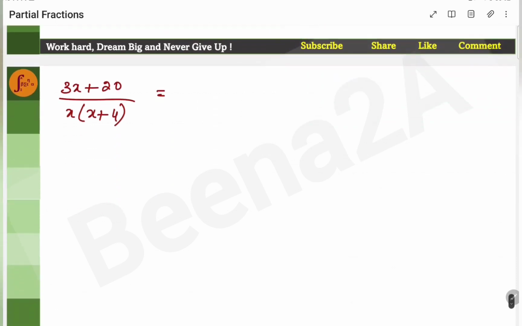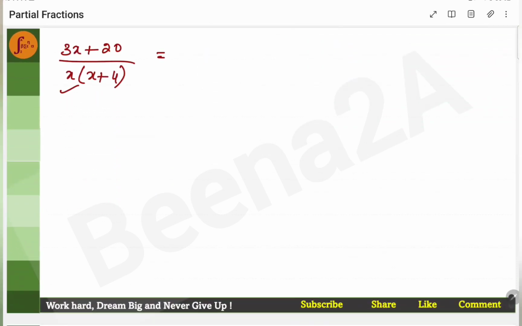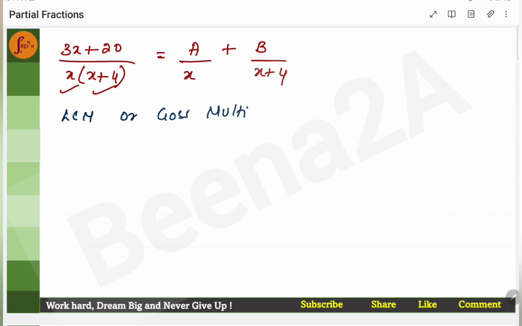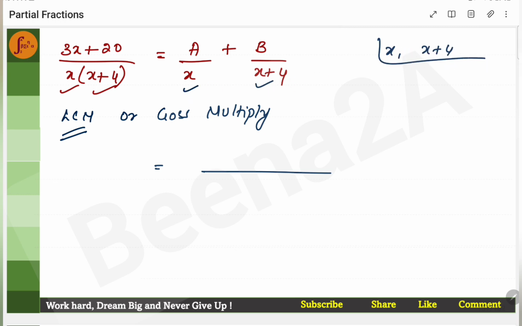Now I'll split it. How many denominator terms do I have? 2. So I'll have 2 fractions. Add them. One denominator will be x, other denominator will be x plus 4. I can use LCM method or I can cross multiply, right? LCM method is always better. It reduces the number of steps. Now LCM method is simple, right? I take x and x plus 4, both the denominator terms, and then I'll try to find the factors.